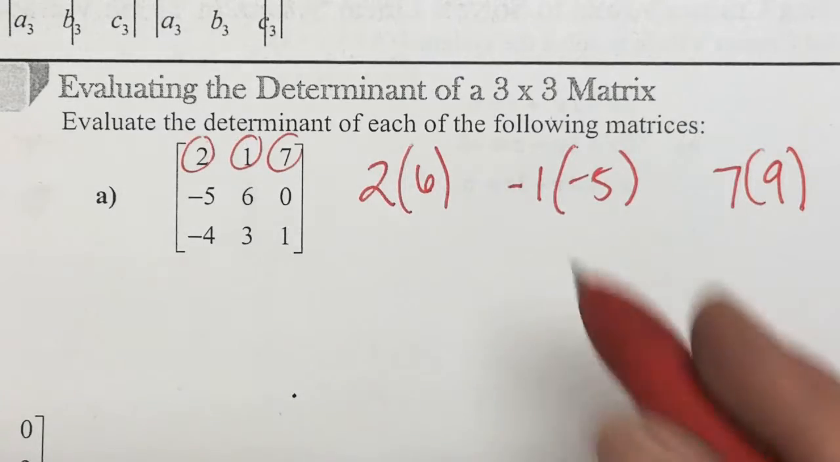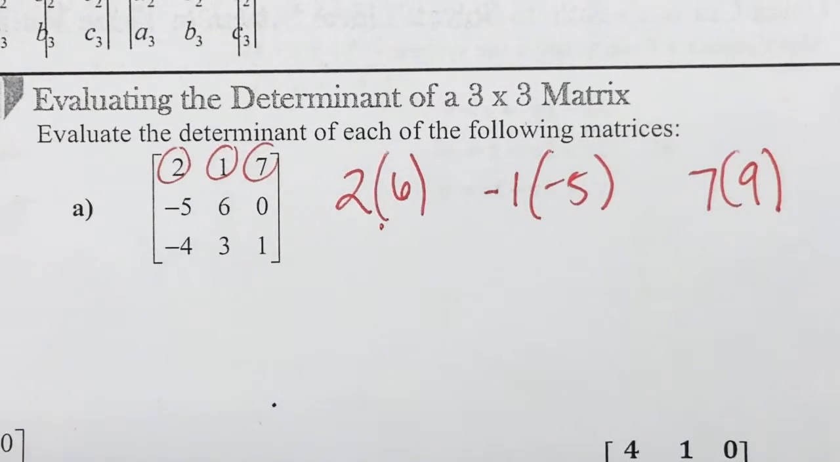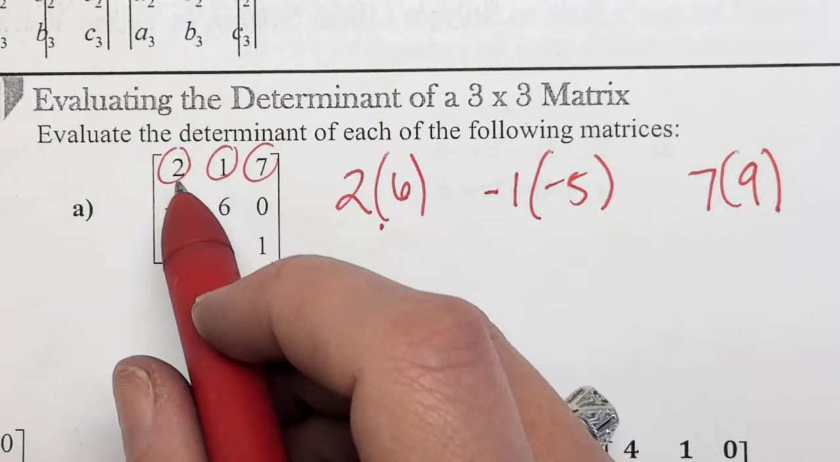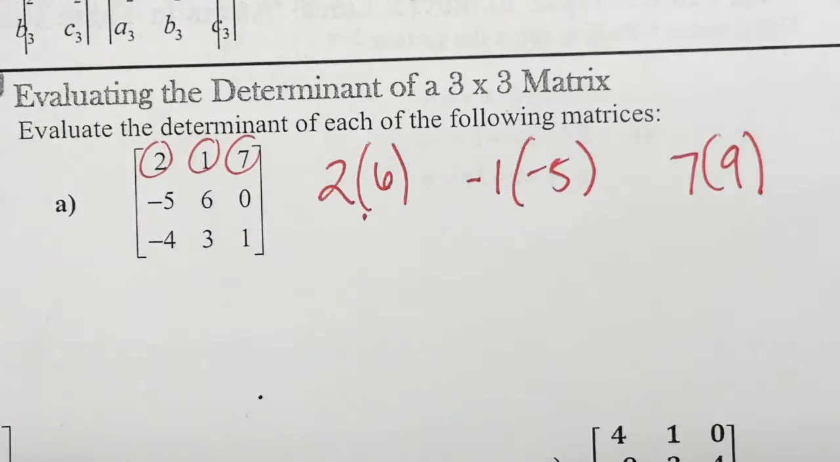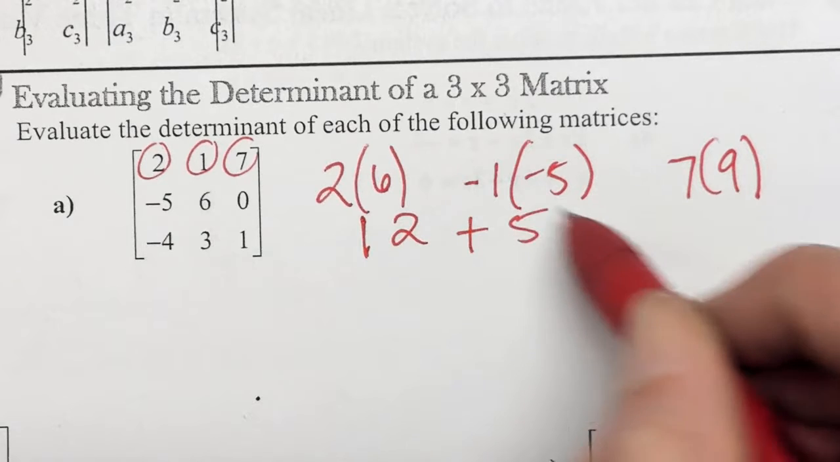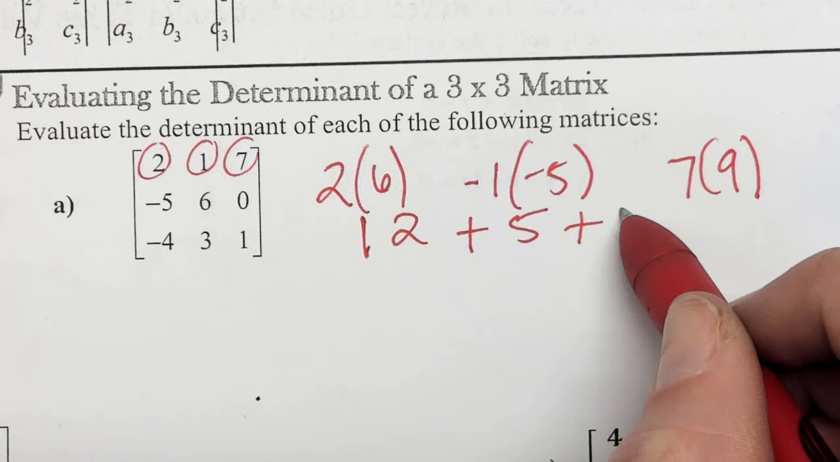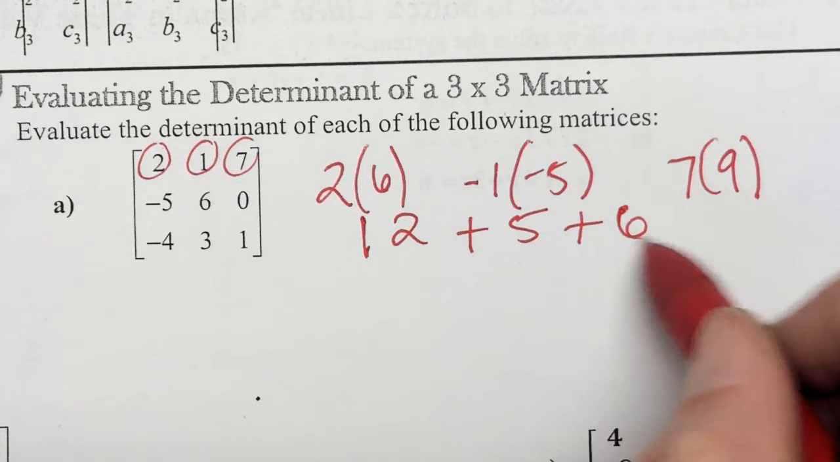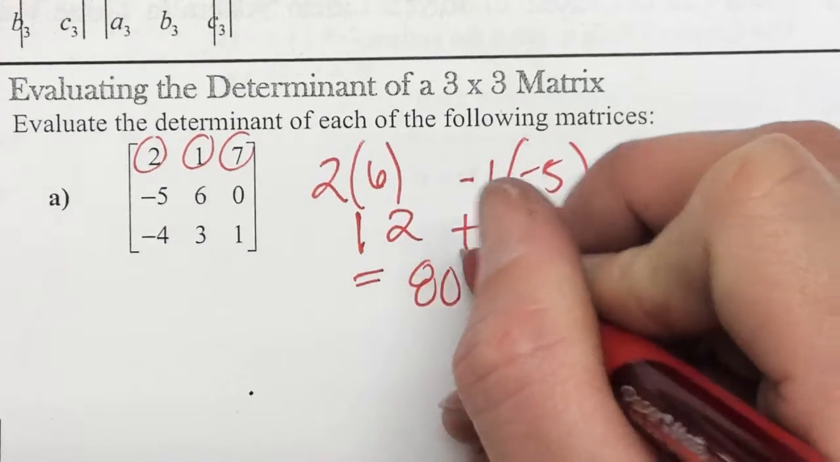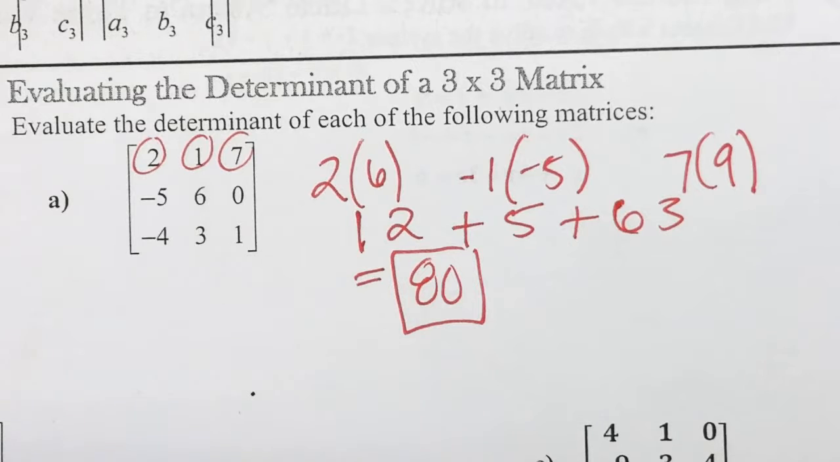Alright, now we just evaluate. So this will be what? Go ahead. The middle term, you always have to change the sign. That's just kind of the formula. Yes, that's all. Alright, so this one will be what? 12 plus 5 plus... Go ahead and find what that is. Very good. That's the determinant of this 3 by 3. We're done. Determinant, you'll always just get one single number. That's all.